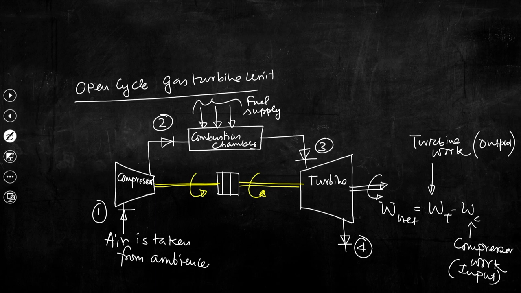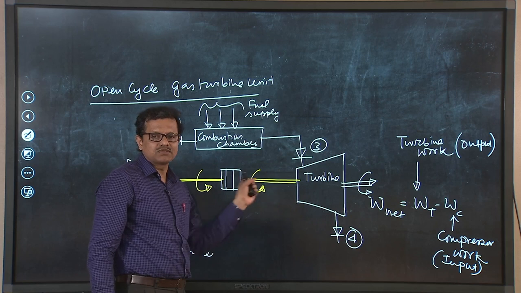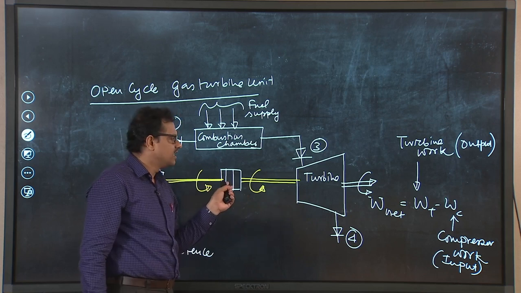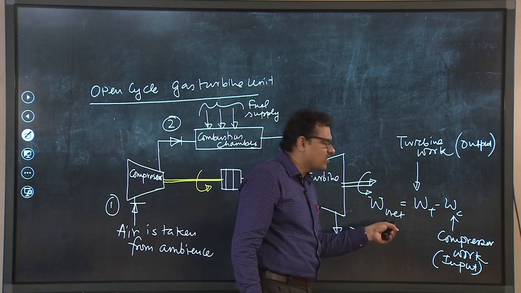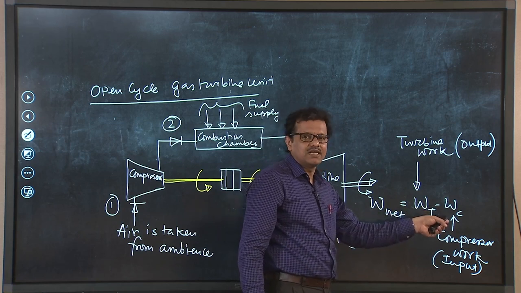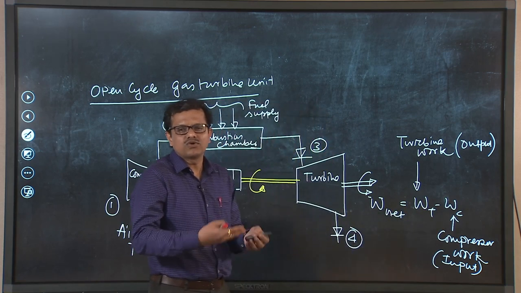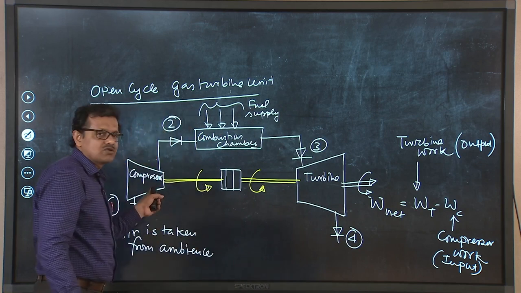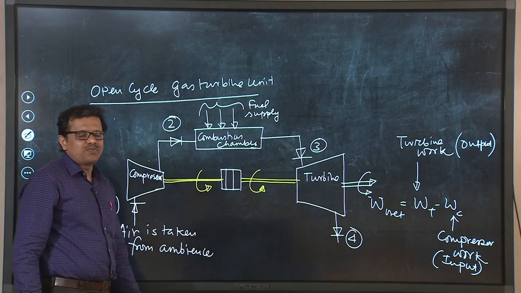So, had we not connected this shaft of this compressor with this shaft of the turbine, we could have obtained turbine work, that is W T. But what we can see from this schematic depiction is that a significant part of this turbine work will be absorbed by the compressor for its operation. Hence, we will be getting net work output, and that is W T minus W C, and W C is basically the amount of work that we need to feed to this compressor. So, this is basically open cycle.